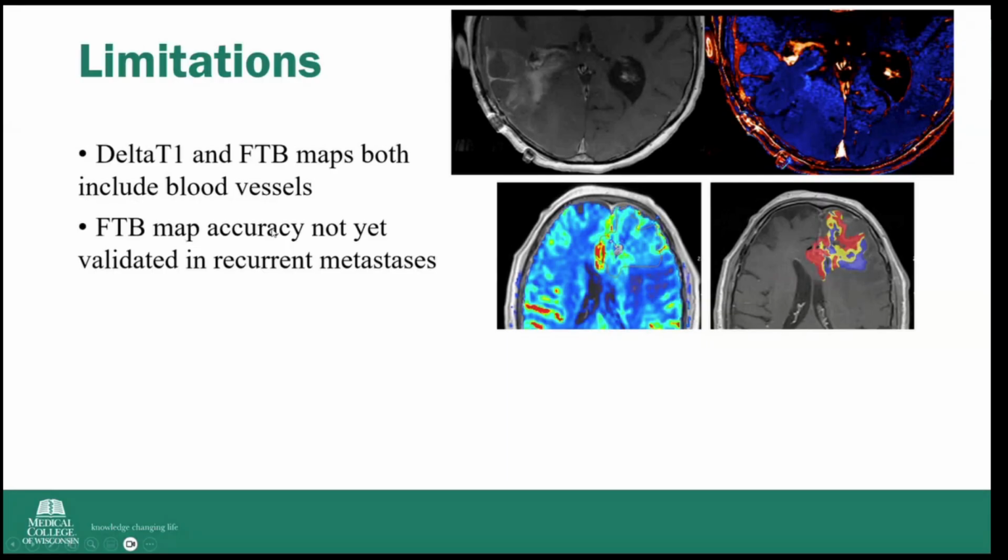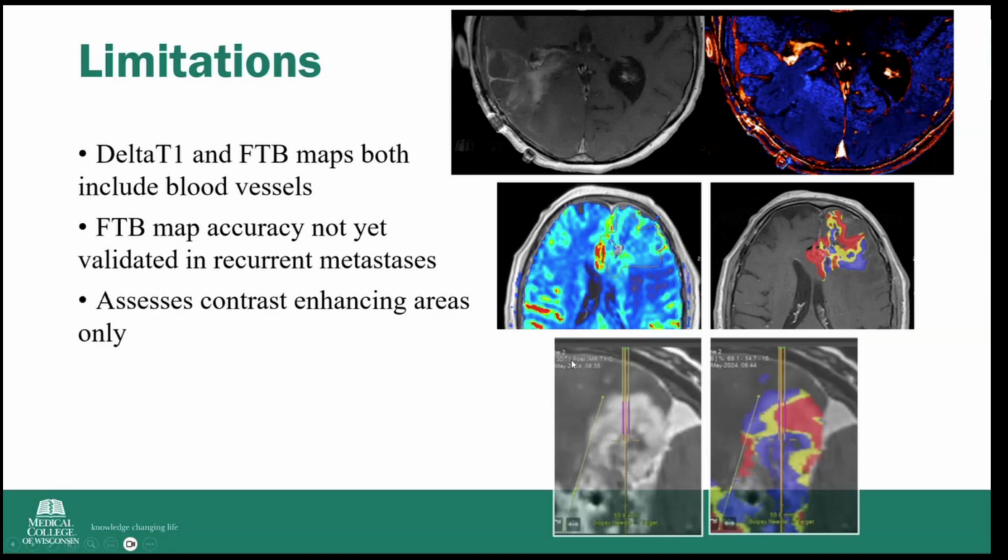FTP map accuracy has not yet been validated in recurrent metastases, so that's still waiting to be finalized. This assesses contrast enhancing areas only, so this is not applicable for non-contrast enhancing regions.